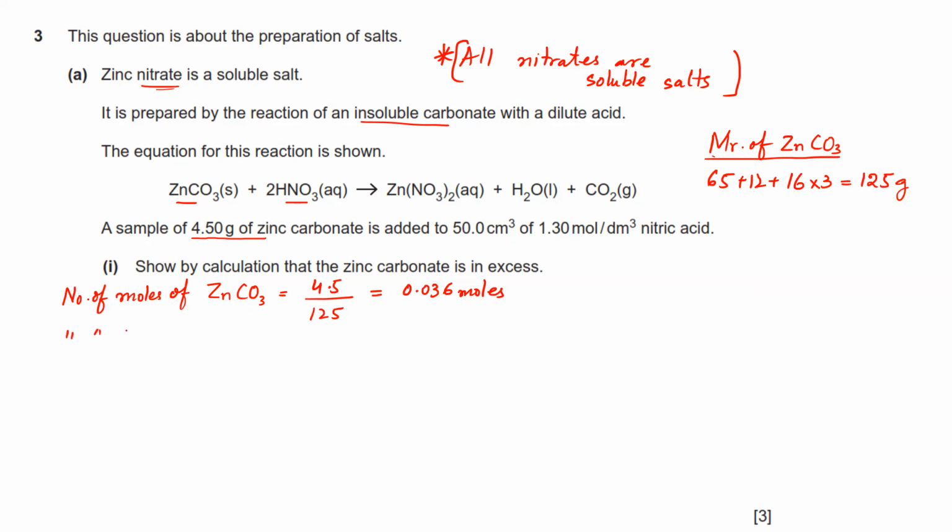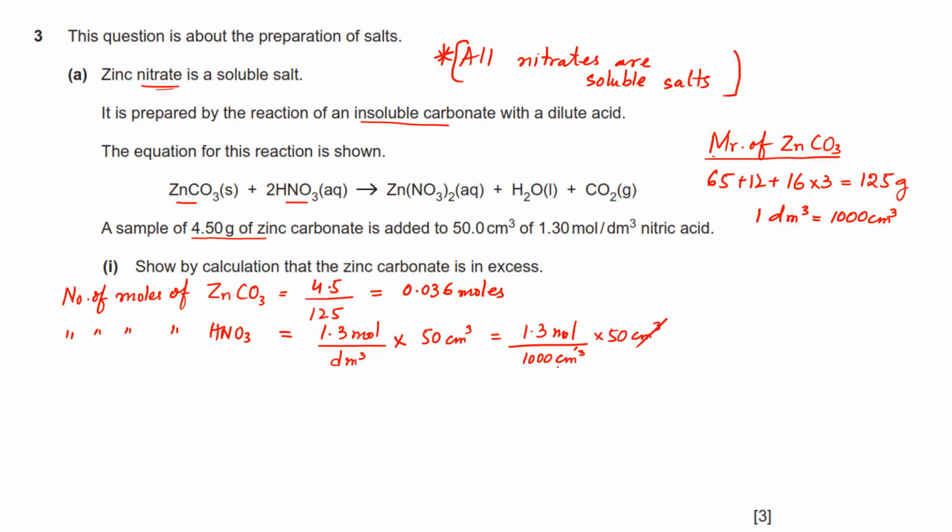So the number of moles of HNO3, the nitric acid that is used. So we have 1.3 mole per dm cube, and remember 1 dm cube is equal to 1000 centimeter cube. So concentration is 1.3 moles divided by 1000 centimeter cube, multiplied by 50 centimeters. So now the units are the same, centimeter cubes cancel, and the only remaining answer will be in moles. So our moles for this will be 0.065 moles.